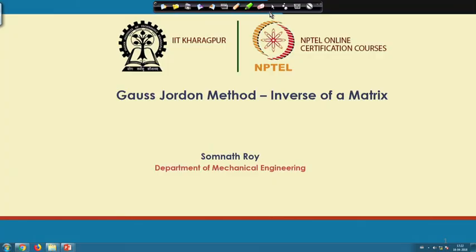In today's class, we will discuss a new method of solving matrix equations, which is very similar to the Gauss elimination method. In fact, it is a variant of the Gauss elimination method, called the Gauss-Jordan method. Through this method, we can directly diagonalize the matrix and get the solution, and this method has its applicability in finding the inverse of a matrix.